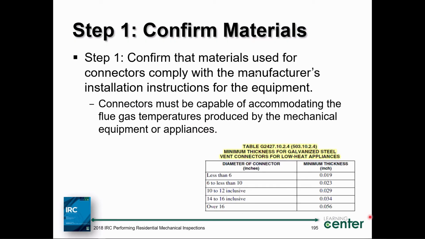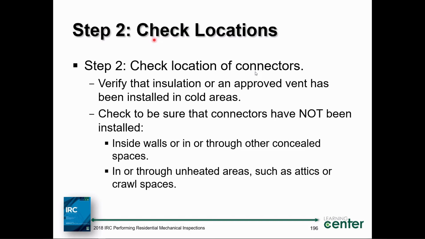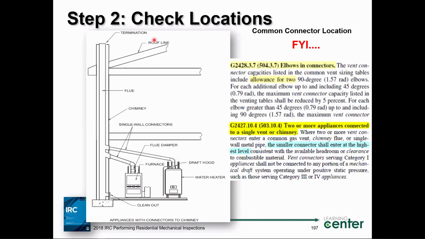Connectors. All right? Connectors. This is the pipe that connects the appliance to the vent or the chimney. You'll look to this table right here for the minimum thickness of connectors. So the diameter of the connector, it'll give me the thickness of connectors, okay? This is when we use single wall connectors, okay? Now, if we wanted to kind of look at this thing, we want to try to see if we can do something with the venting tables.